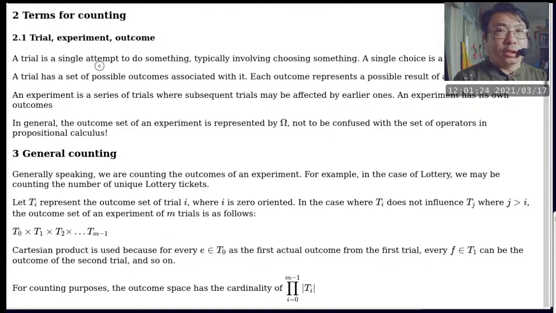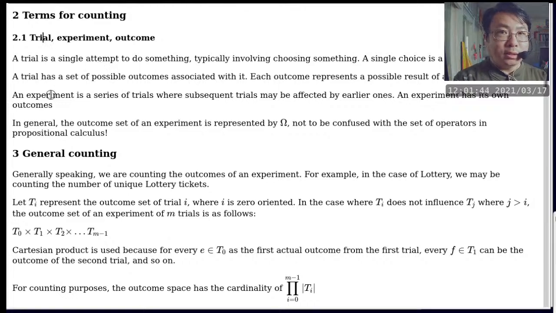Or you can throw a dart at a dartboard and see where it lands. That is also a trial. So a trial is basically an individual attempt to do something. In other words, it cannot be broken up into more steps where there are possibilities. So that's what a trial is.